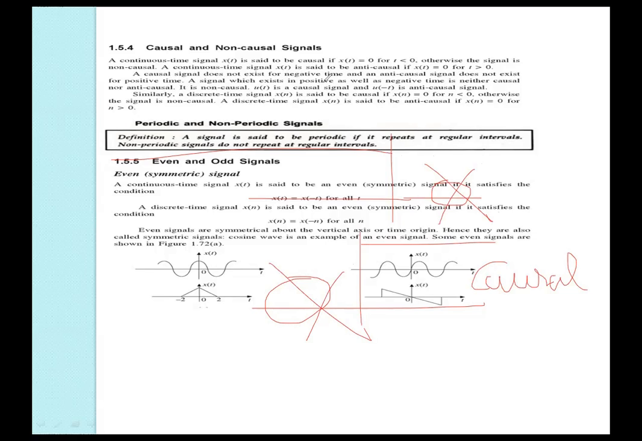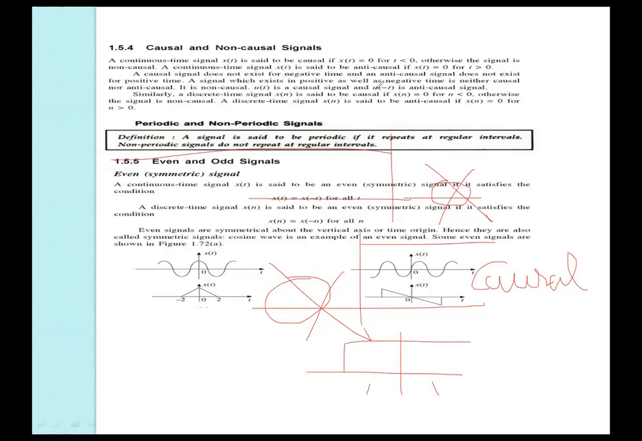And a signal which exists in positive as well as negative time is neither causal nor anti-causal. Suppose I have a signal like this, having negative values and positive values. We can say a signal which exists in both positive and negative time is neither causal nor anti-causal. It is a non-causal signal, simply saying. Okay, if any point is present on the left half, that is, on the left values, it is non-causal.